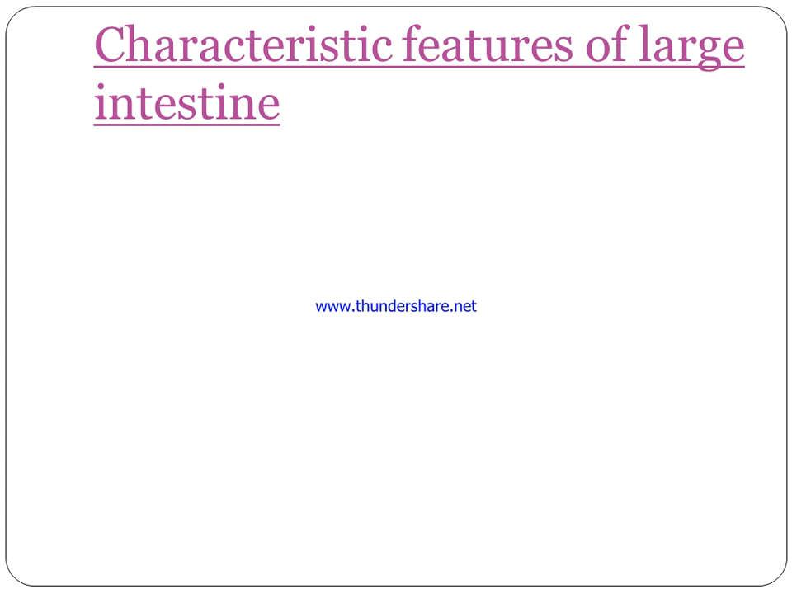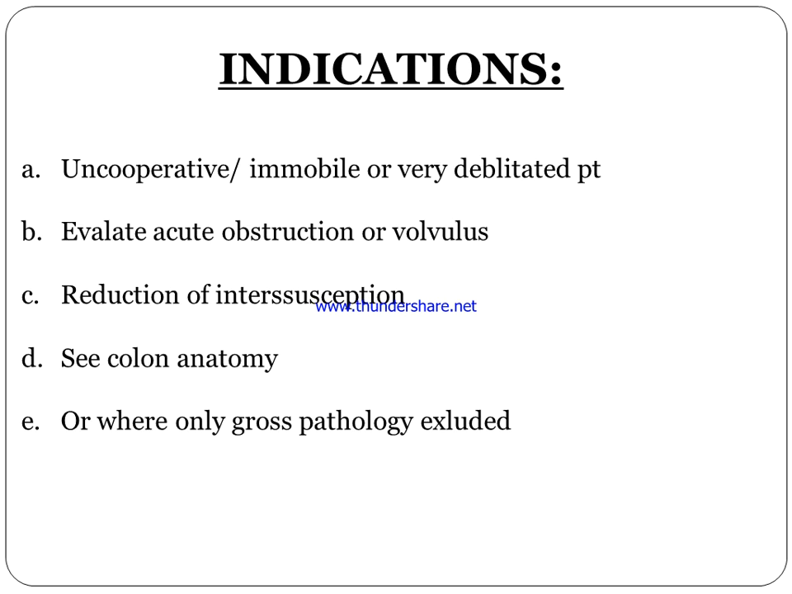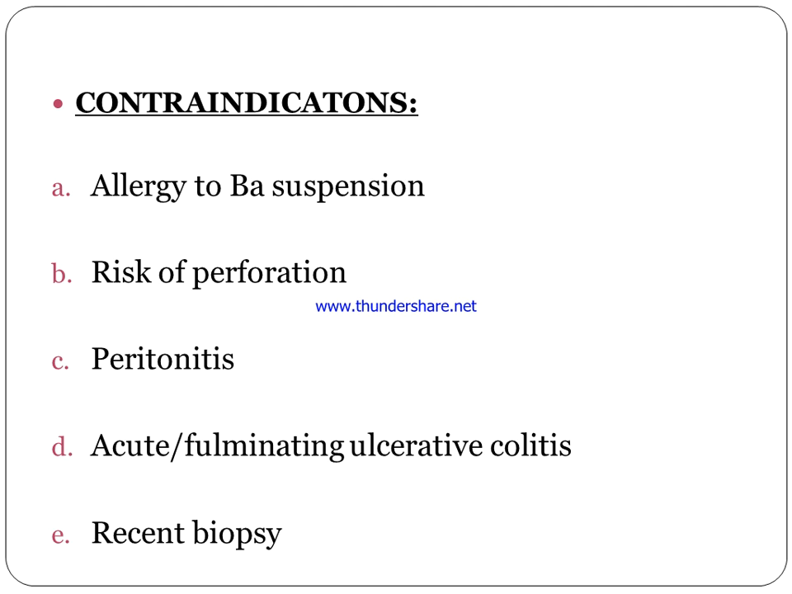Okay. Let's look over the indications of barium enema. Indications are an uncooperative, immobile or very debilitated patient. When patients are immobile or uncooperative, it is very difficult to do the procedure. Another indication is to evaluate acute obstruction or volvulus in the bowel, reduction of intussusception, or to see the colon anatomy, or where only gross pathology is to be excluded.